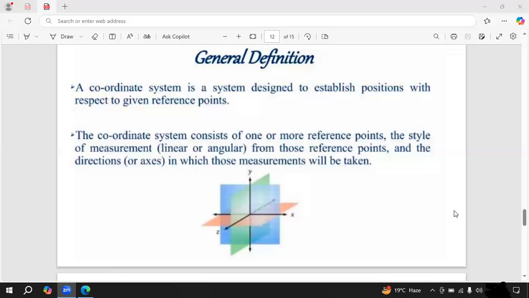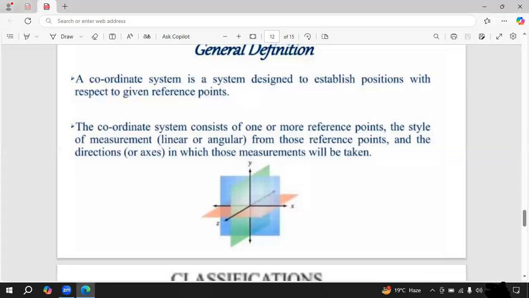So the coordinate system consists of one or more reference points. This style of measurements could be linear when you talk about the Cartesian coordinate systems, or angular when you talk about the polar, spherical, or other coordinate systems, from those reference points, and the direction of axes in which those measurements will be taken. So for linear and angular, you have classification in this way.